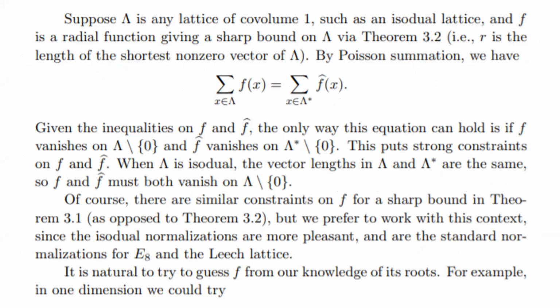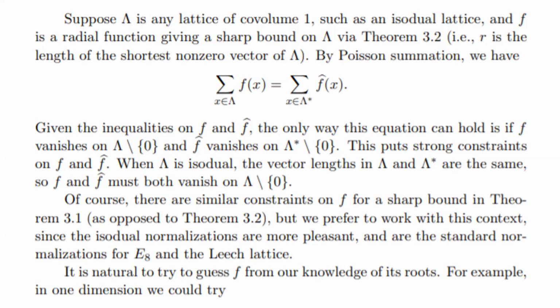All right, so now by Poisson summation, we have our nice formula, and it turns out that given the inequalities on f and f hat, the only way this equation can hold is if f vanishes on lambda minus the 0, and f hat vanishes on lambda star minus 0. So it puts strong constraints on f and f hat, and the question is, what do these constraints mean, and can we determine candidate functions to try? And so the last line is the one that I really want to focus on.